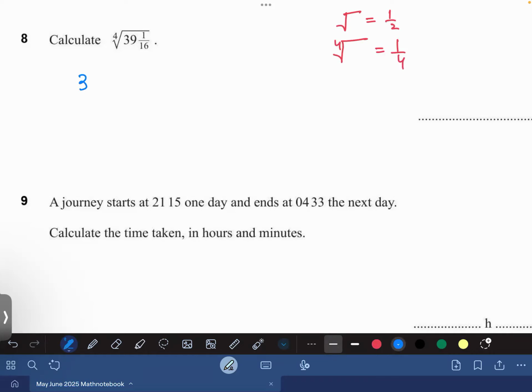So I can replace fourth root with the value 1 over 4. Agree or not? Now, beta, try to understand one thing. This is 39 power 1 over 16, or it is a fraction. What do you think?